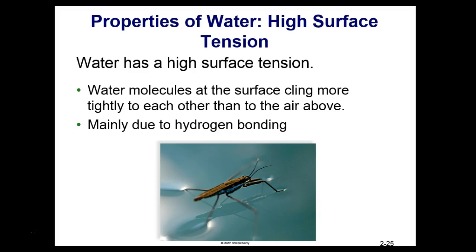Properties of water. Water has a high surface tension, like, for example, this little water spider that you see here, or this water flea. Because of the high surface tension of water and the hydrogen bonding that can actually hold the water molecules together, this organism is able to cling or sit on top of the water without it sinking. So, that's a good example.